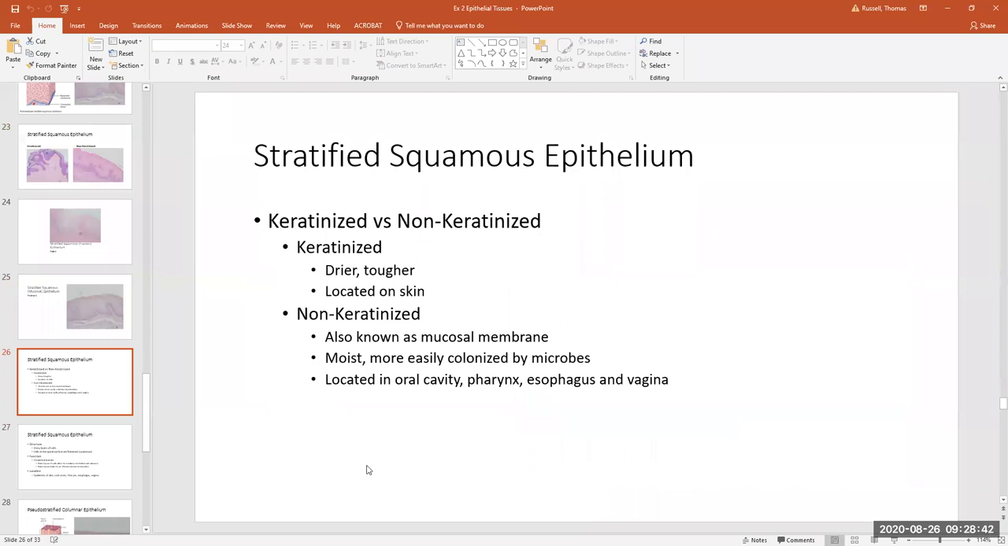So our non-keratinized stratified squamous is located in your oral cavity, inside your mouth. It's located in your throat, which the science name for your throat is called your pharynx. It lines your esophagus and the vaginal canal. That's where you find non-keratinized stratified squamous.